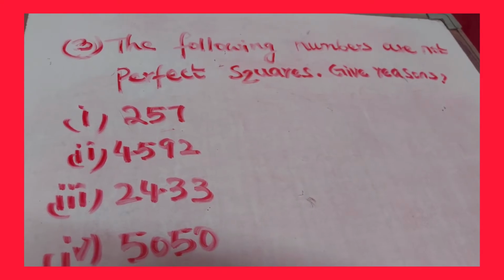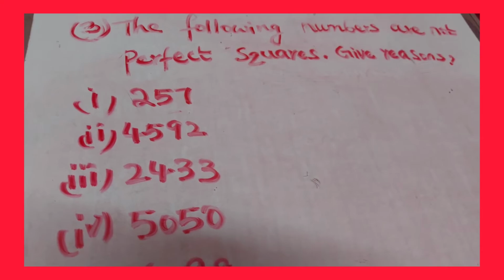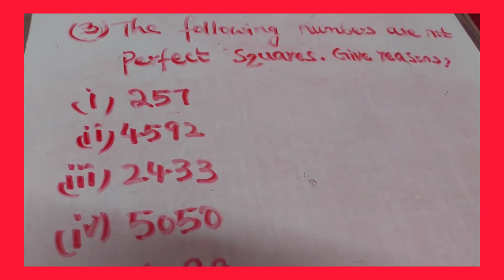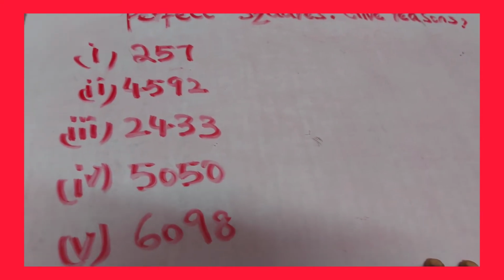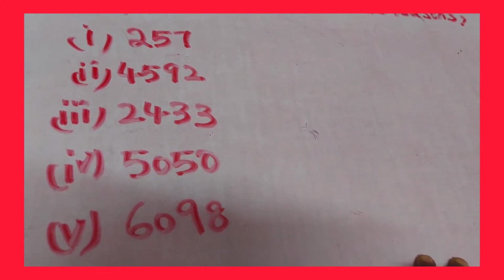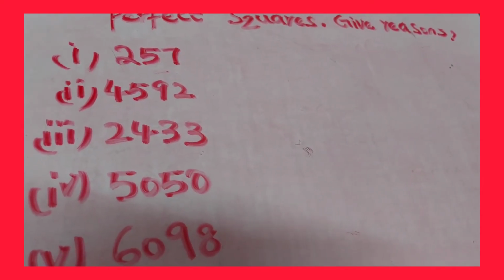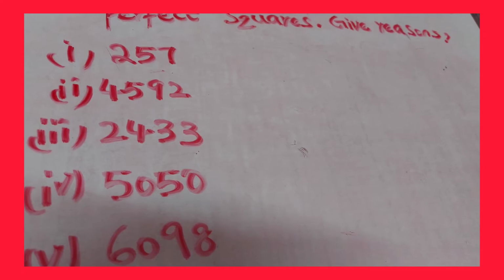What is the third sum? The following numbers are not perfect squares. Give reasons. You have to give reasons. So what is the condition for not perfect squares? It is 2, 3, 7 and 8. So if these numbers are there in the unit digit, it is not a perfect square.